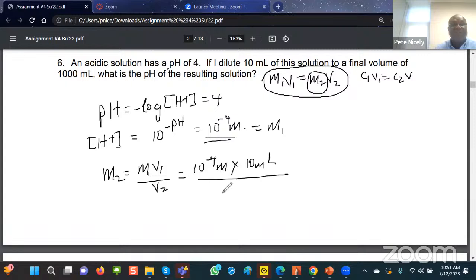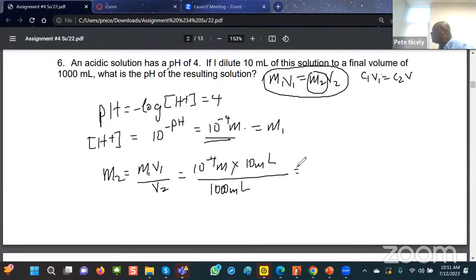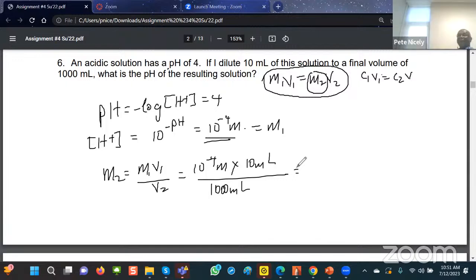Okay, and what is V2? 1,000 milliliters. Okay, and what does that give? Let me see if I have the answer here. I have a question. Are you supposed to convert those to liters though? Don't have to. You know why? They will cancel out.